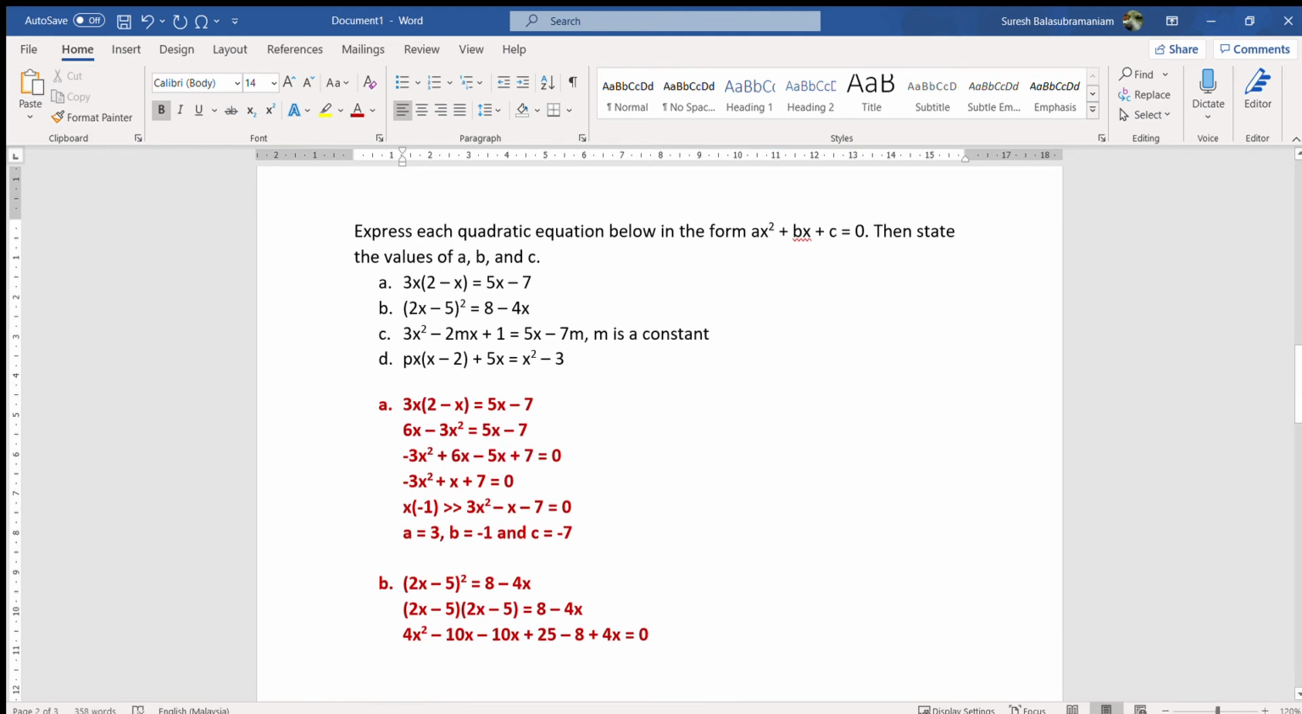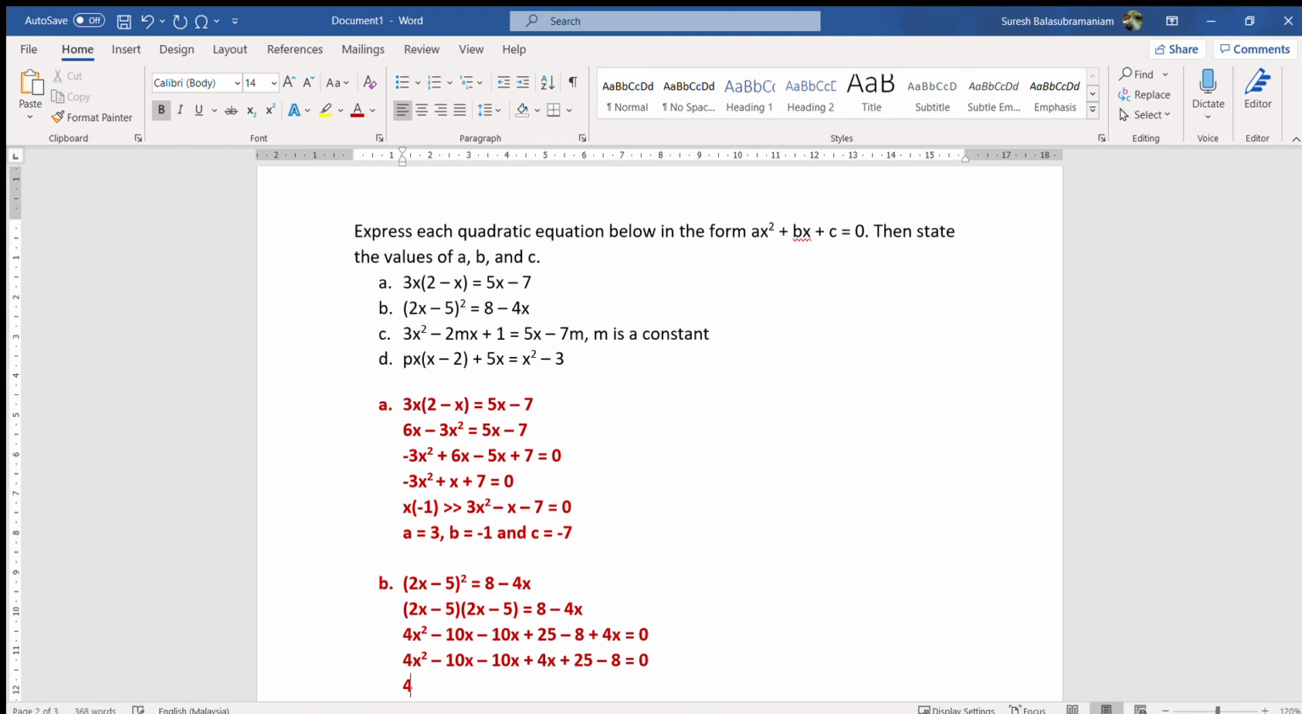So rewrite this equation. So I'll get 4x to the power of 2 minus 10x minus 10x plus 4x plus 25 minus 8 equals to 0. So I've rearranged all the terms accordingly.